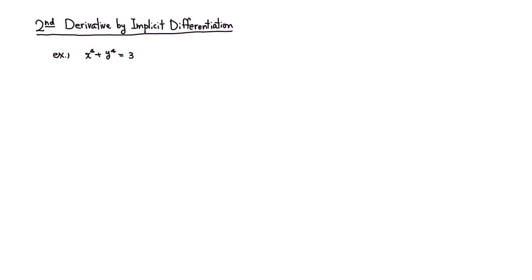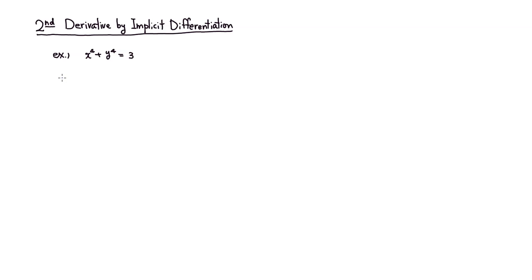All right, let's look at finding the second derivative by implicit differentiation. Let's dive right into this simple example. You have an equation, x to the fourth plus y to the fourth is equal to 3, and we want to find y double prime. But in order to get there, we have to find y prime first.